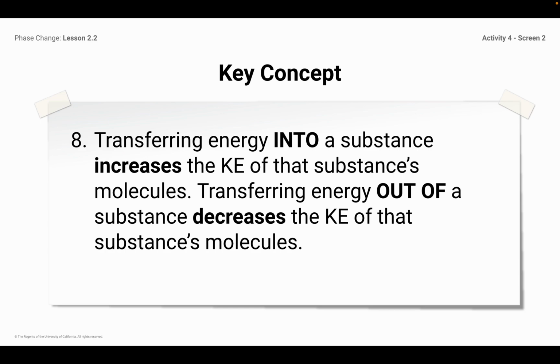Okay, and then the last one for today, anyway, transferring energy. This is key concept 8. Transferring energy into a substance increases the kinetic energy of that substance's molecules. And transferring energy out of a substance decreases the kinetic energy of that substance's molecules.